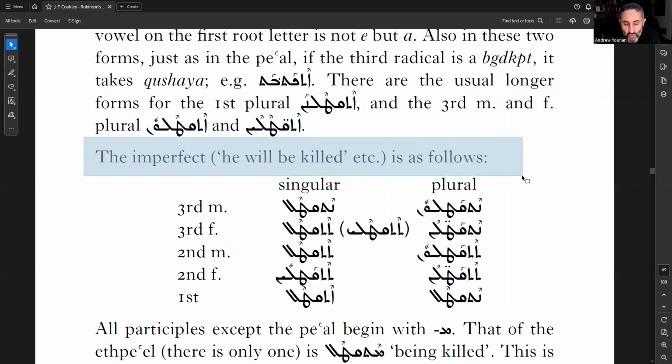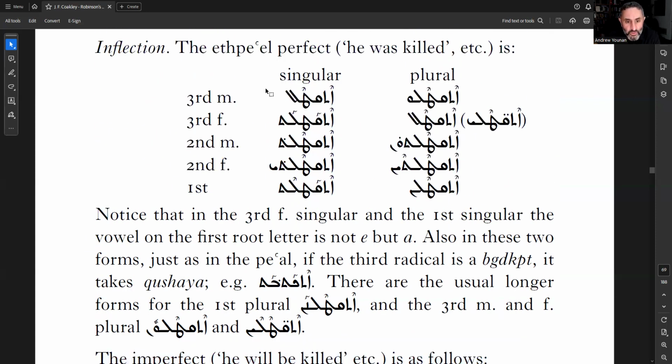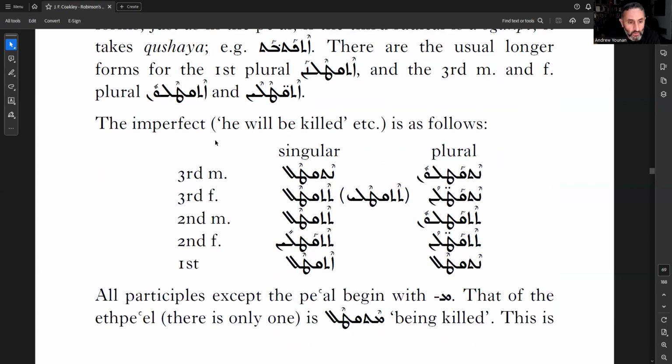The imperfect is as follows. So just like the perfect is basically the perfect with ith at the beginning, the imperfect, so the future tense or the subjunctive tense, has all the same beginning letters, just has the ith sound in the middle of it. So again, we'll start from the bottom. Ethiqtal. So instead of iqtal, it's ithqtal. Instead of tiqtal, it's tithqtal.